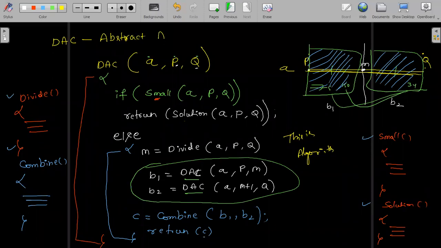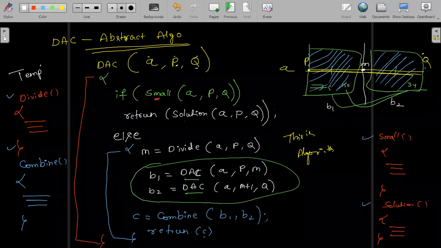So what is this abstract algorithm? It is nothing but a template. If you want to do any kind of divide and conquer, observe here, you have to follow it like this. That is the reason why we call this a standard template.